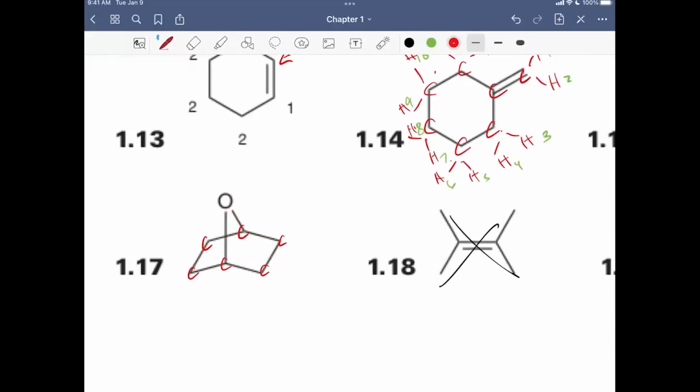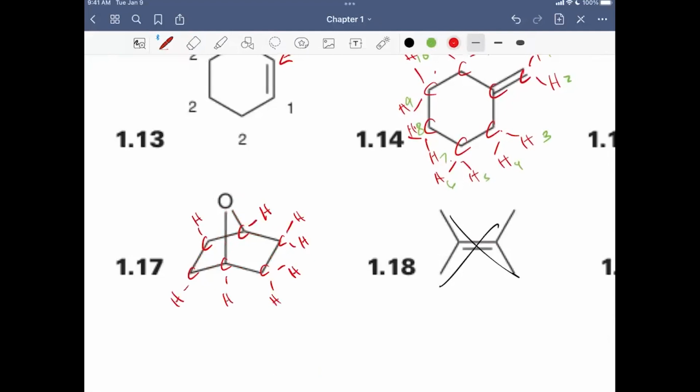All right, let's focus on these hydrogens. So this carbon has 1, 2, 3 bonds. So this carbon has 1 hydrogen. These 2 carbons at the end only have 2 bonds, so they have 2 hydrogens to make up for it. This carbon again has 1, 2, 3 bonds. So it has 1 hydrogen.